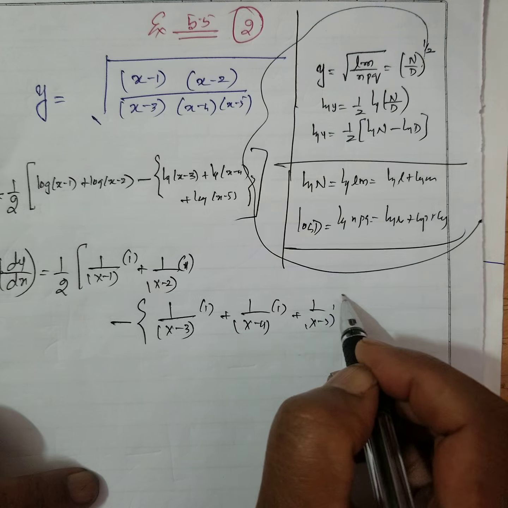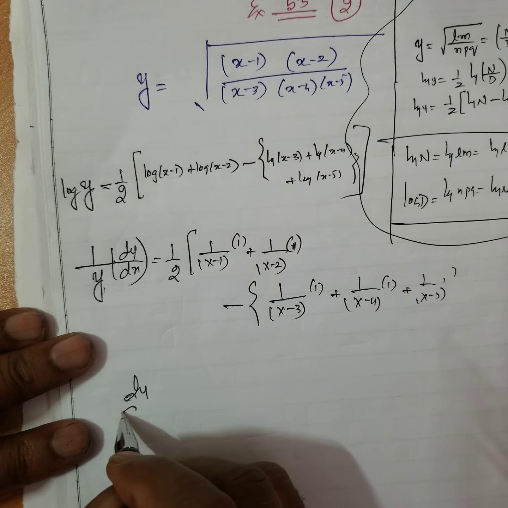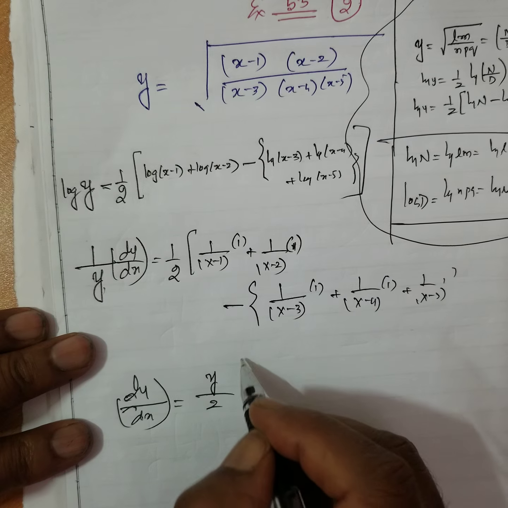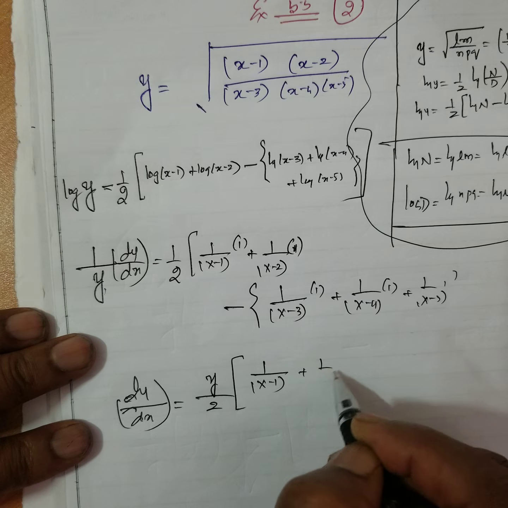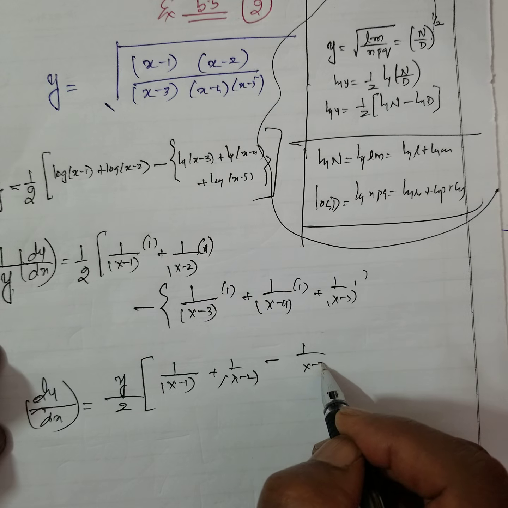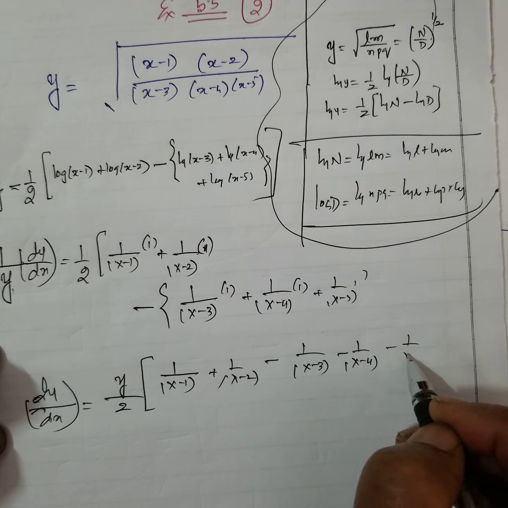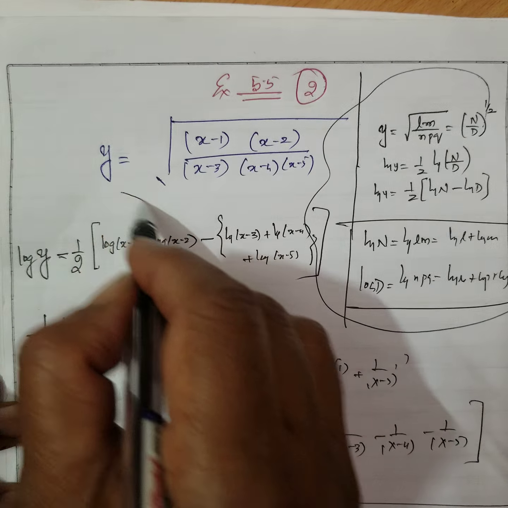Therefore, you cross multiply this. Therefore, dy over dx: you can leave the answer as y by 2, bracket 1 by x minus 1 plus 1 by x minus 2, minus flower bracket 1 by x minus 3 plus 1 by x minus 4 plus 1 by x minus 5. See how much problem she is creating. That is why you substitute here.